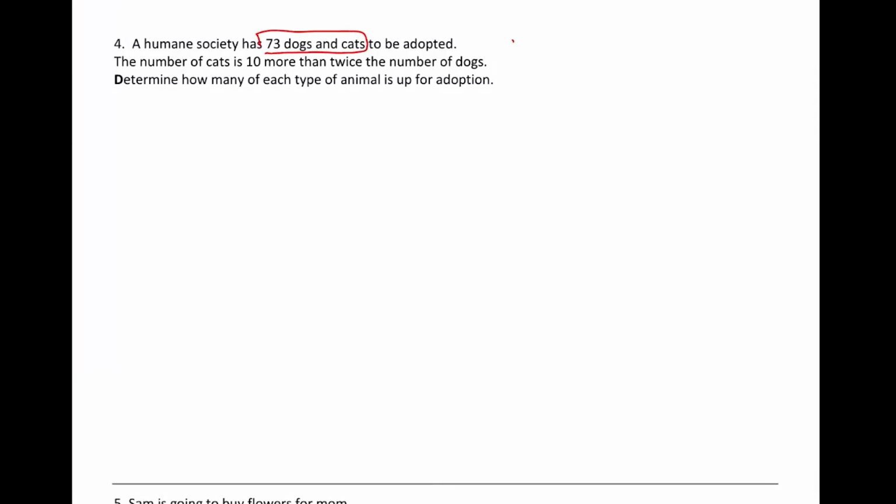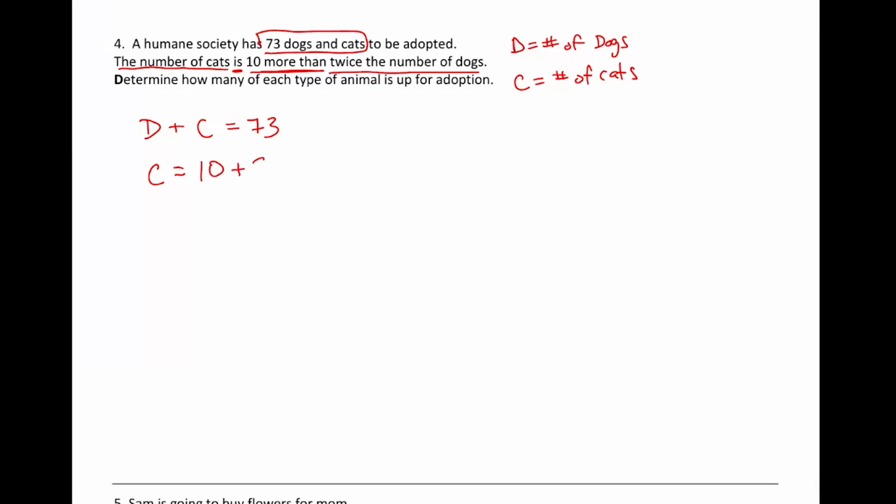So here I'll let D be the number of dogs and C be the number of cats. So D plus C has to be 73. It also says the number of cats. Okay, so let's break this down one little phrase at a time. The number of cats, that's C, equals 10 more than, so we're going to add 10 to whatever we have, twice the number of dogs, so 2D.